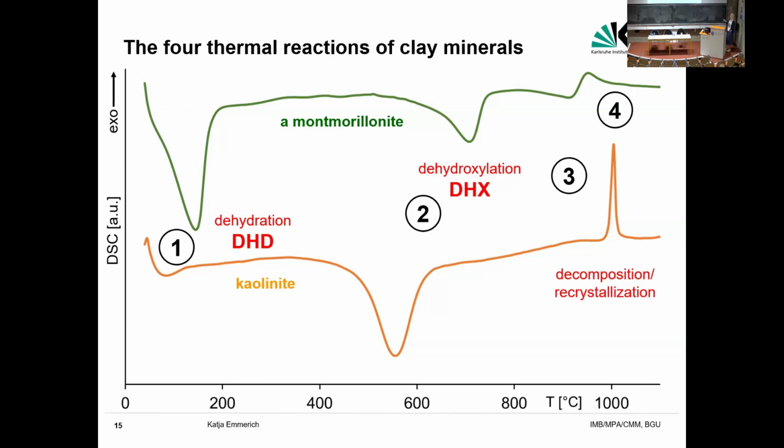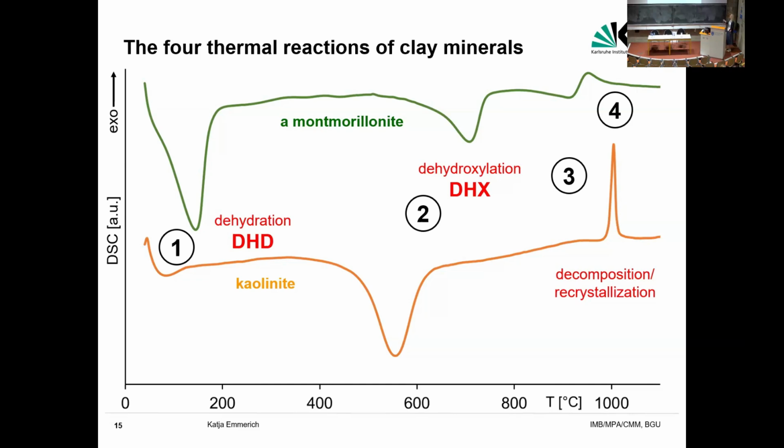For the dehydroxylation, you see the intensity for the montmorillonite. Again, dehydroxylation is an endothermal reaction. Intensity is lower compared to kaolinite. And this is because in any 2-to-1 layer silicate, during the dehydroxylation, 1 water molecule evolves. In the case of the 1-to-1 layer silicates, 2 water molecules evolve during the dehydroxylation. So then of course you have a stronger peak for the dehydroxylation.